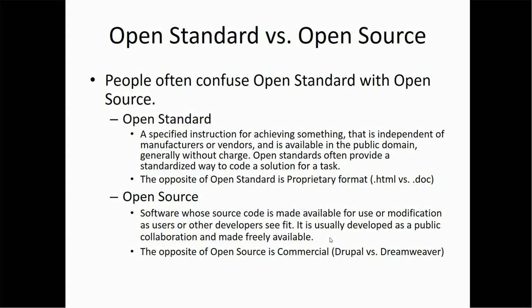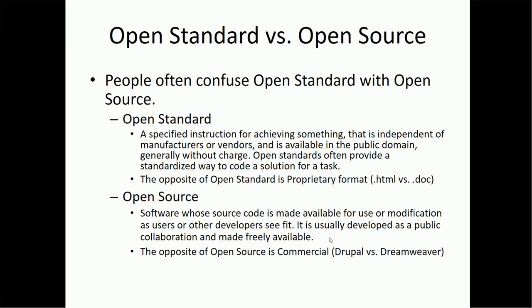A lot of people get confused between open standards and open source. An open standard is a specified instruction for achieving something that is independent of a manufacturer's or vendor's and is available in the public domain, generally without charge. Open standards often provide standardized ways to code a solution for a task. Examples are HTML and .doc. An open standard is HTML; a proprietary format, which is the opposite of open standard, is something like a Microsoft Word .doc file.